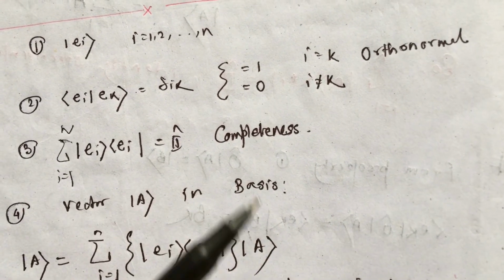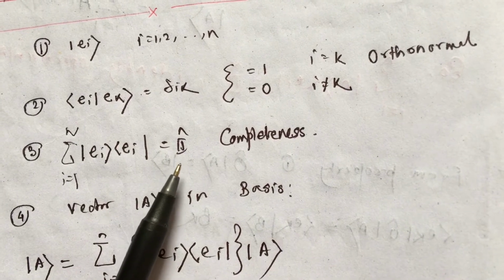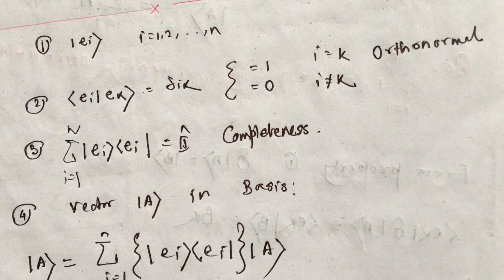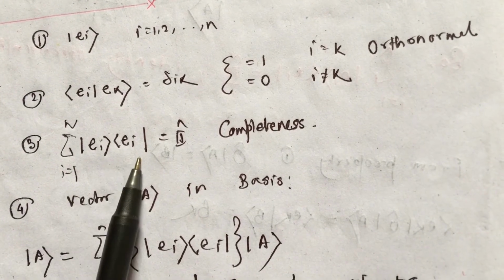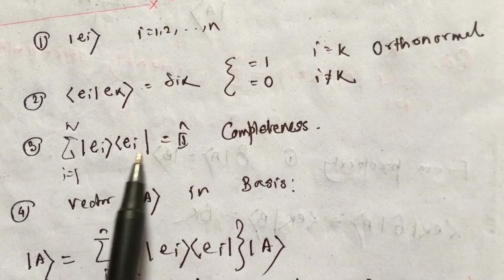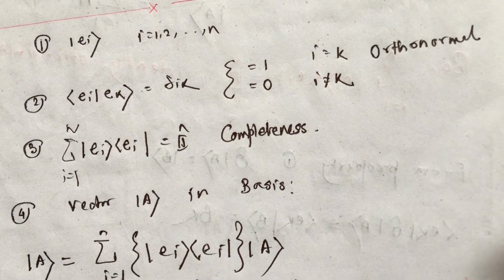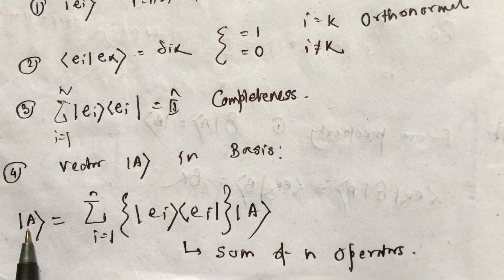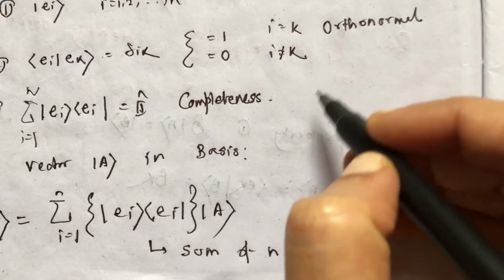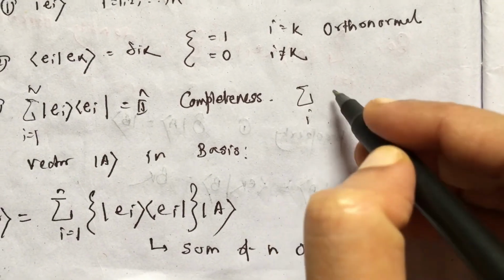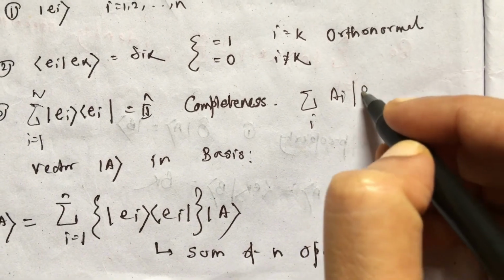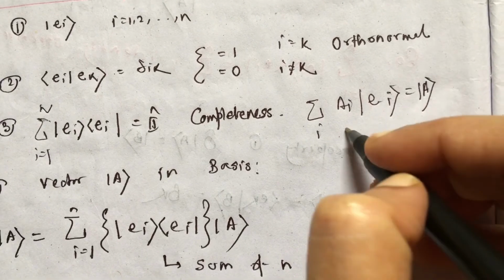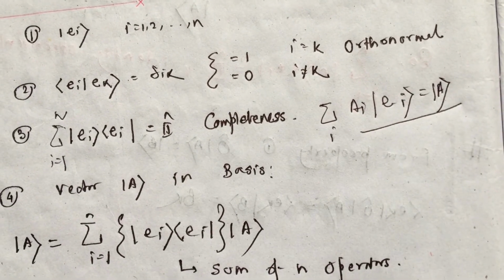From the completeness, we have learnt about this identity operator. I can write the identity matrix, the identity operator, as the outer product of the basis vectors, as these basis vectors themselves form a complete set. So any vector A can be written as a linear combination of these basis vectors. So this is my completeness relation.